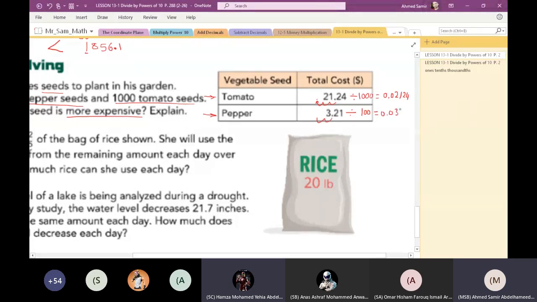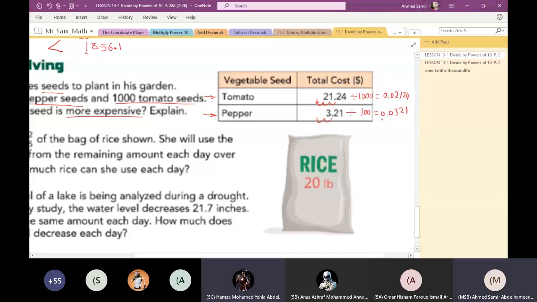0.0321. So which number is bigger, the 0.0321 or the 0.02124? The tomatoes. How come? Look here, Hamza. We have 0 and 0, we have 0 and 0, and then 3 and 2. Which is bigger? The 3, of course. It's bigger than the 2. So the pepper is more expensive.